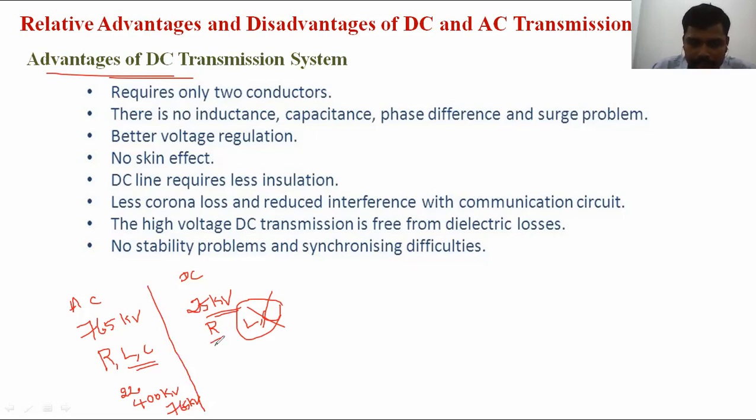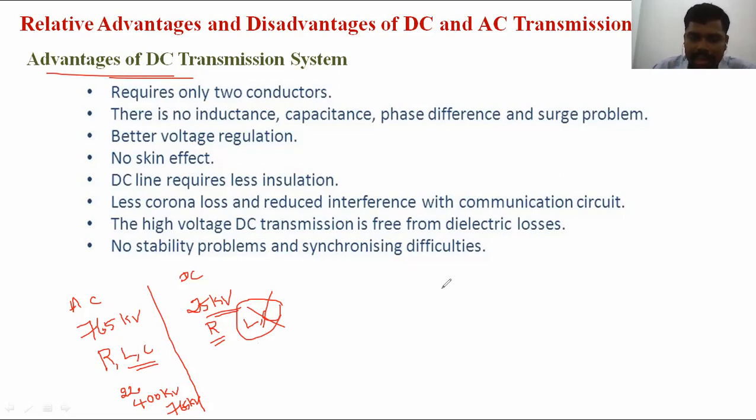But in the DC transmission system, the only parameter is resistance. L and C are eliminated, so the losses are very, very less. There is no skin effect, or it is very minute and not considered. There is no proximity effect or spirality effect. And the conductor requirement is only a single conductor or 2 conductors.